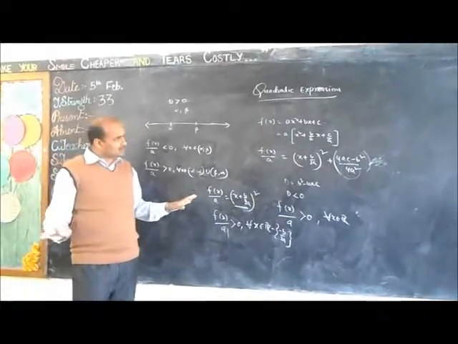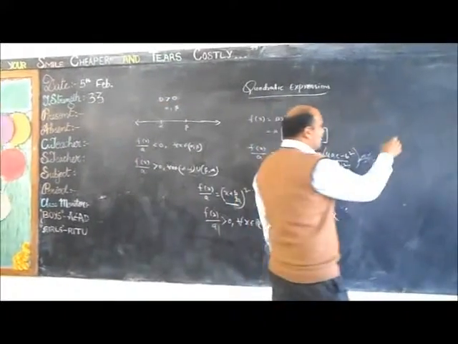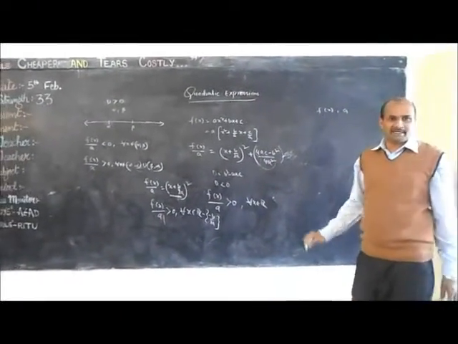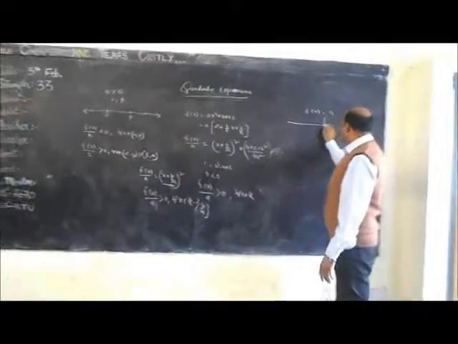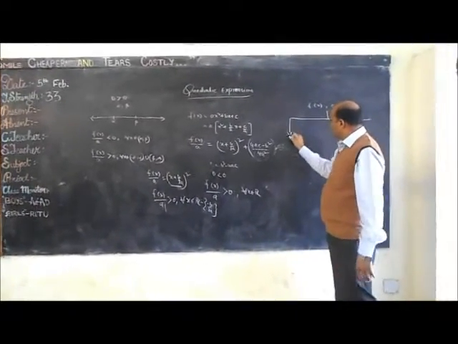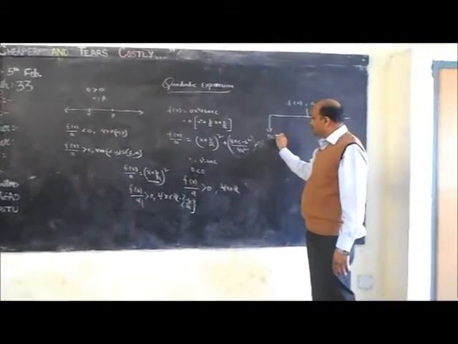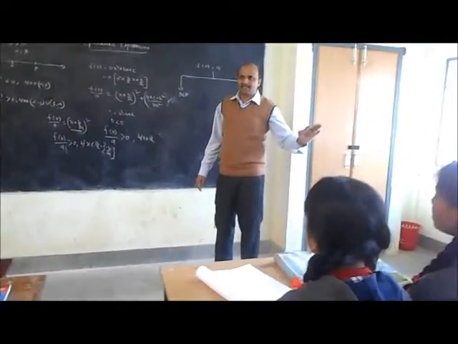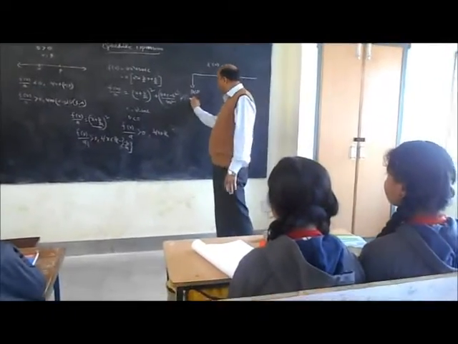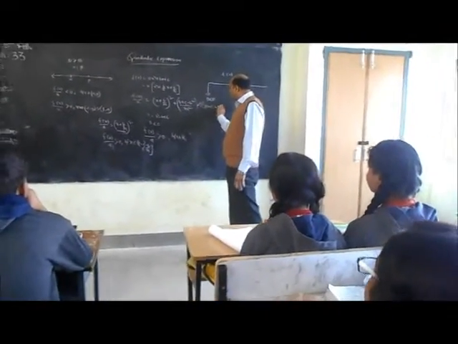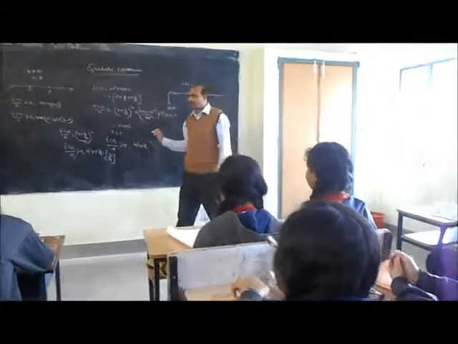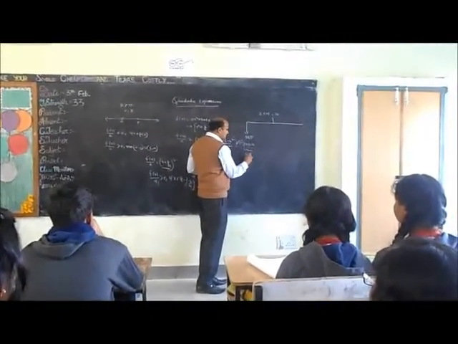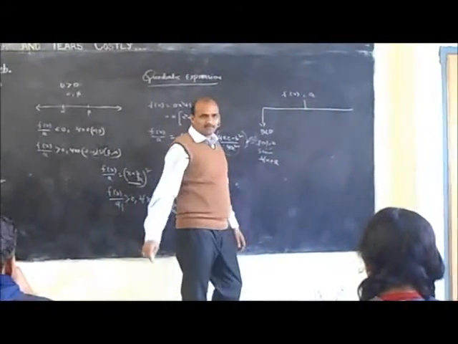So the final conclusion is about the sign of f of x and a. Now if you see this one, what is the case? D is less than 0. In d less than 0, what happens in this case? F of x and a have the same sign for all x belonging to R.